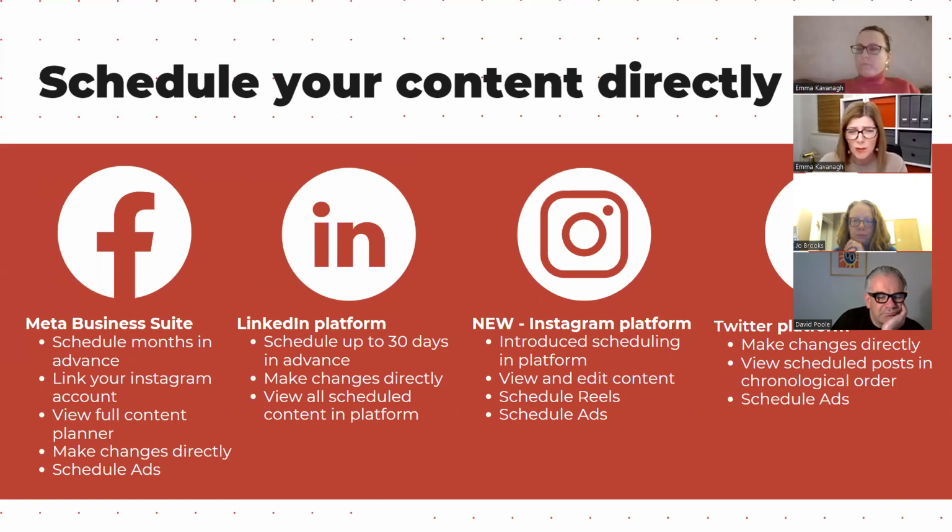But up until probably a few months ago, LinkedIn didn't have the option to schedule, and Instagram you could only do via Facebook Business Suite and things like that. So Imelda's pulled together a little bit of a snapshot of how you can schedule natively into a platform. With Meta Business Suite, you can schedule in there, and you can schedule months in advance. Normally, if you've linked everything up correctly, you'll be able to link your Instagram account, and then you can see it in various different ways. There's a diary and a full content planner.